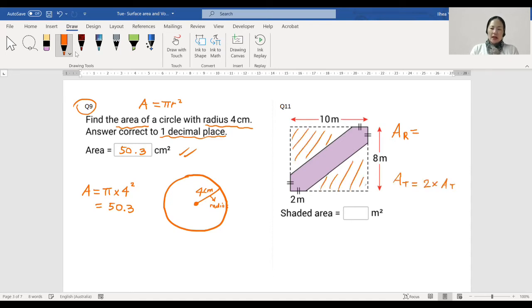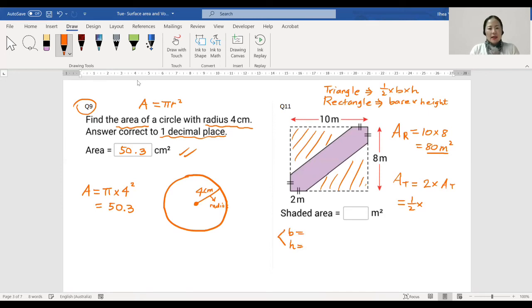How do we find the area of the rectangle here? The rectangle is base times height. So what's my base? What's my height? 10 times 8, which is 80. Excellent. 10 times 8, which is 80 square meters. What about the triangle? Half times base times height, isn't it? So half times, what's the base? What's my height? 10 and 8.